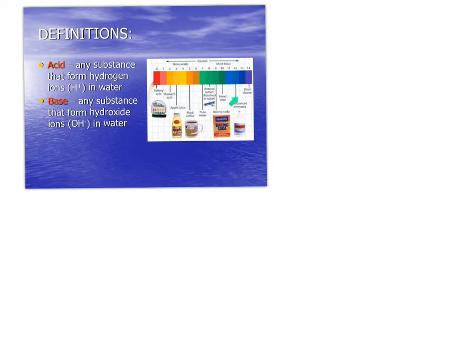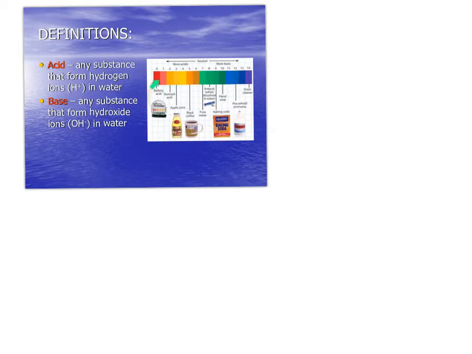Household ammonia is at 12, and drain cleaner, Drano, is 14. So drain cleaner is pretty much lye, and battery acid is not quite 0, but it's pretty much the strongest acid. So you go from battery acid to drain cleaner, and everything in between.